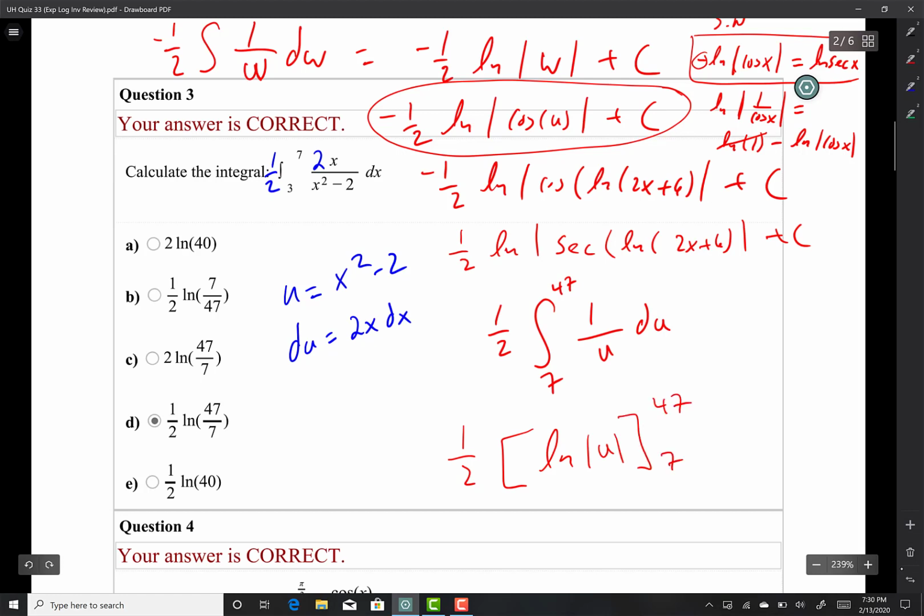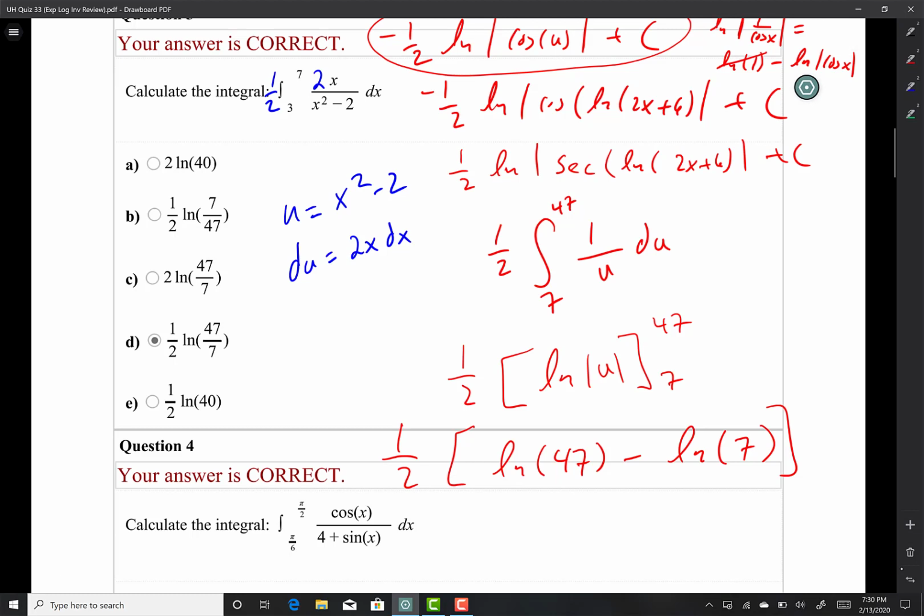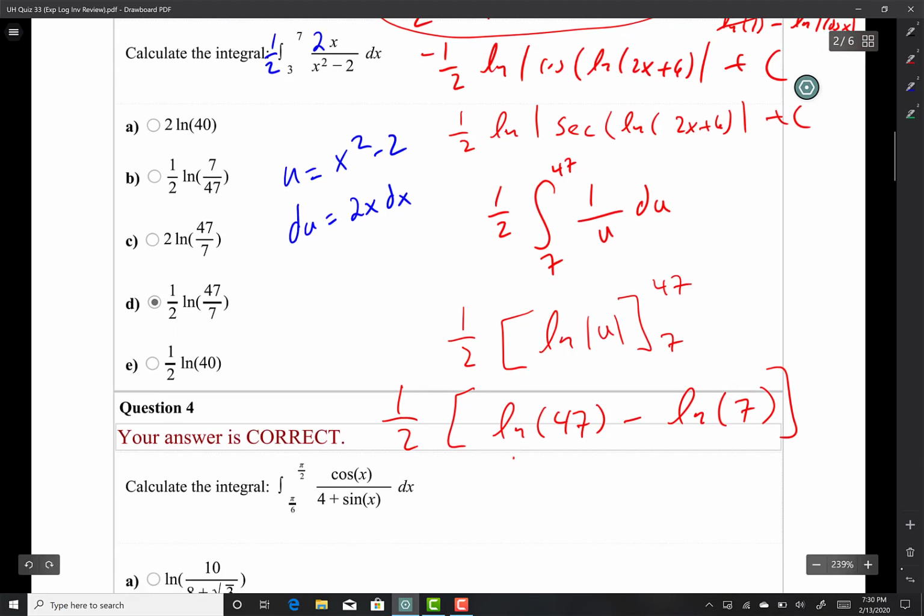So here we go. 1/2 bracket, antiderivative is ln of u, close it from 7 to 47. And the reason why I have the half on the outside, guys, is because I like to have it factored out. It's easier in my opinion. So then ln of 47 minus ln of 7. Notice I'm no longer putting the absolute value because those are positive numbers. So this becomes 1/2 ln of 47 over 7.